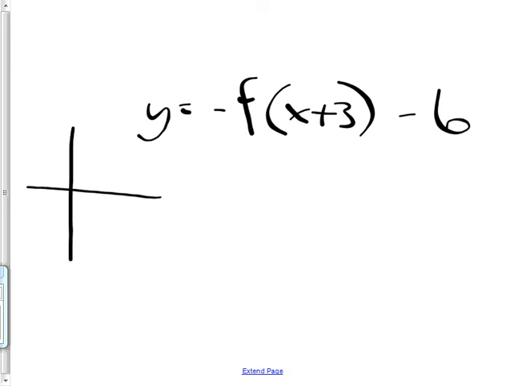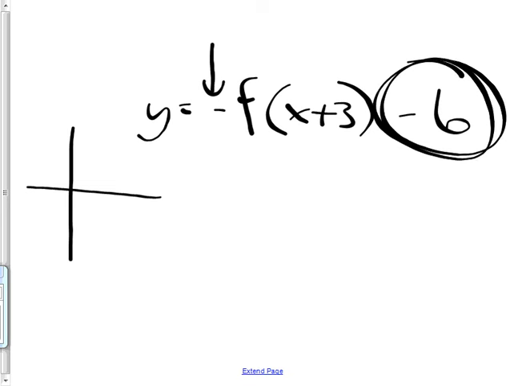So that is a reflection over the x-axis. I would not try to just memorize that. I would walk through the steps. I would say it's on the outside, so it's an up-down thing. Because that way you're also reminding yourself about this. That's on the outside, so it's an up-down thing.